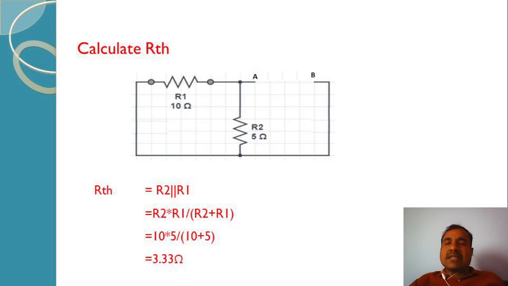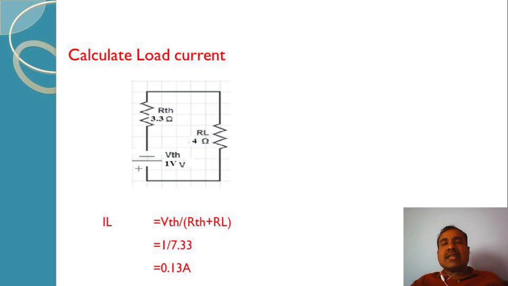Now the last step is to draw the Thevenin's equivalent circuit using VTH and RTH and connecting back the load resistance. So here is the circuit: VTH is equal to 1 volt, and since it was minus 1 volt, the direction is shown in the reverse order. RTH is 3.3 ohms and the load resistance is 4 ohm, which we had removed in the first step.